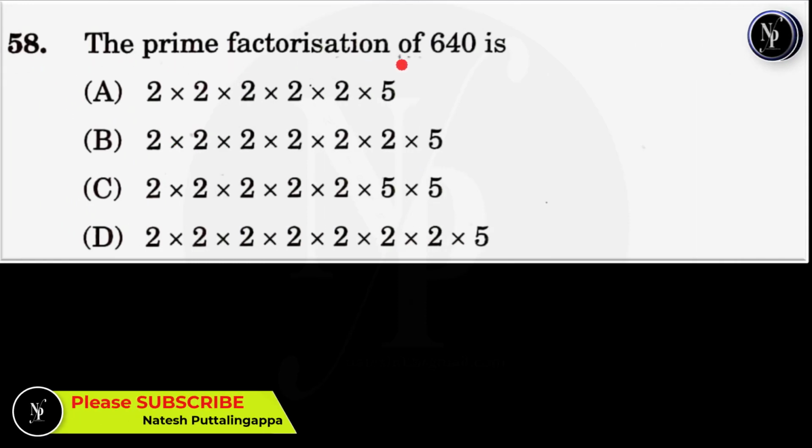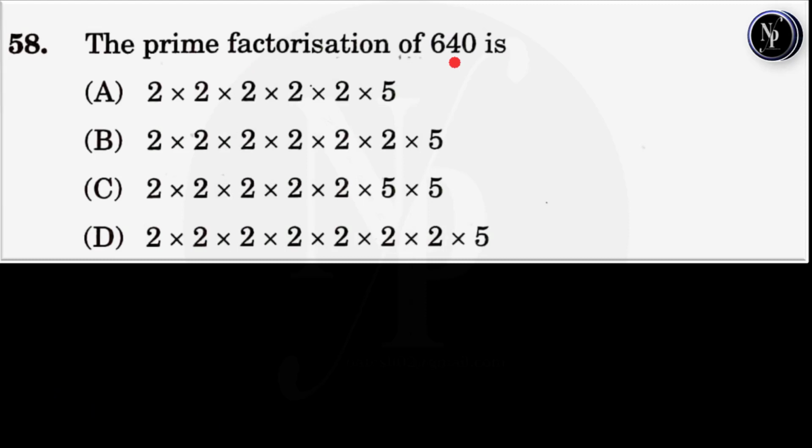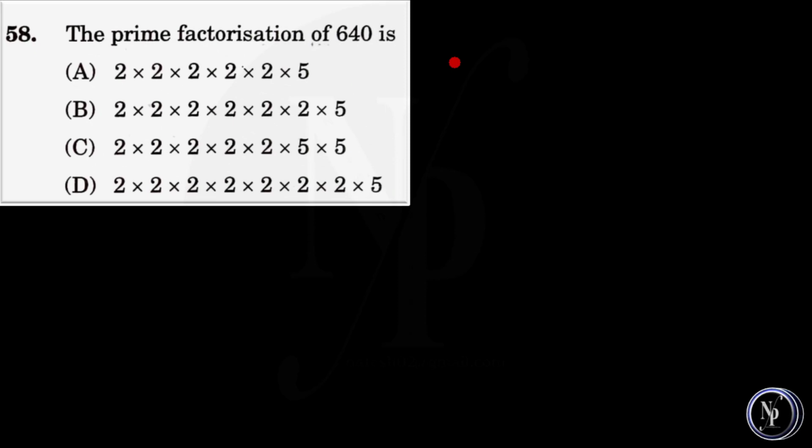The prime factorization of 640 is... we have to find the prime factors of 640 by dividing it by prime numbers. 640 is divisible by 2, which is a prime number. Dividing 640 by 2, we get: 2 3s are 6, 2 2s are 4, and 0 is brought down as it is. That means 320 times 2 will be 640.